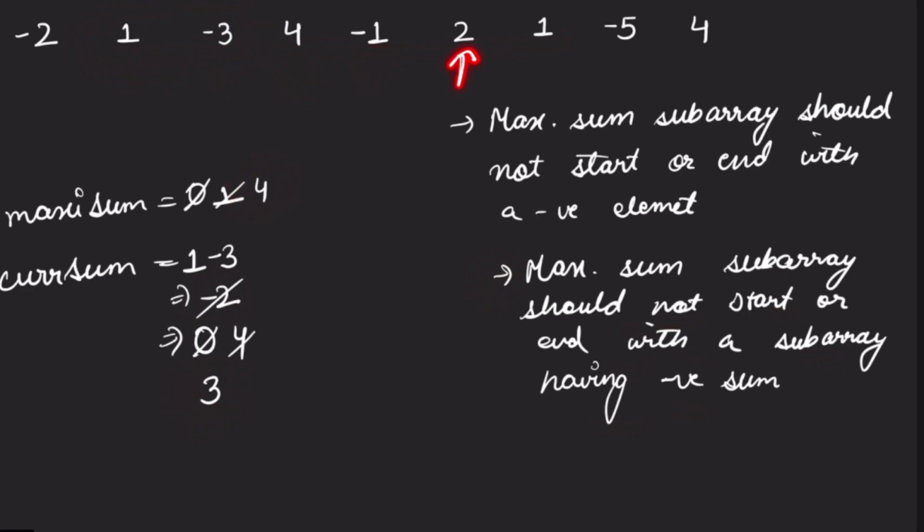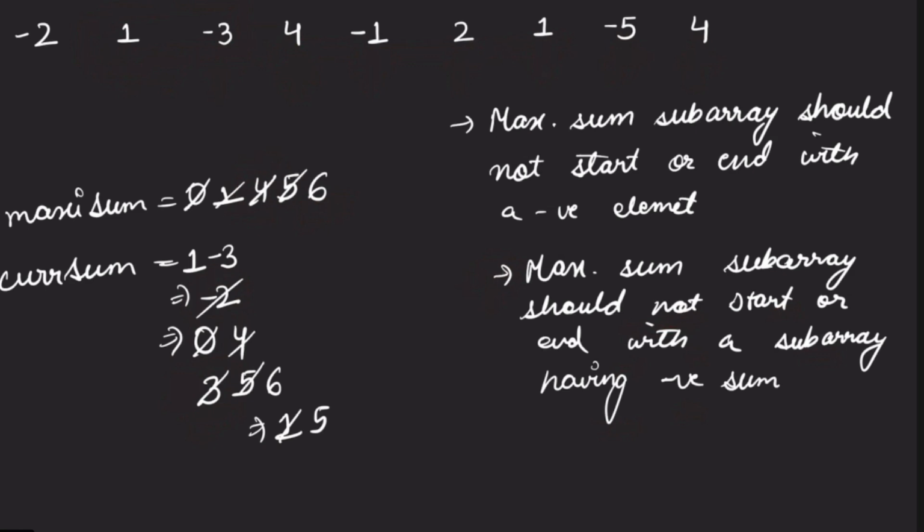Now what is the next element? It is 2. So now our sum will be 5 and our maximum sum will also be updated to 5. Then what is the next element? That is 1. So your current sum will become 6 now and your maximum sum will also become 6 now. Then what is the next element? That is minus 5. Now in this case, what will be your sum? 6 minus 5, that is 1. It is still positive and maximum sum will remain 6 only. Then the next element is 4. So now sum will become 5 and the max sum will remain as is.